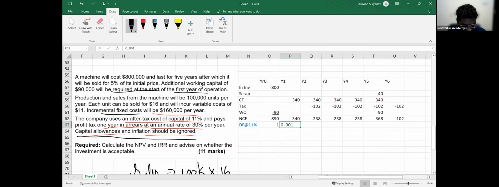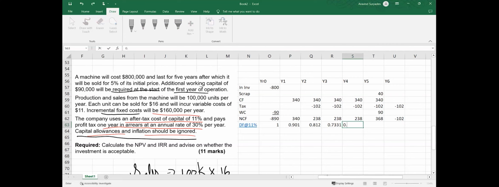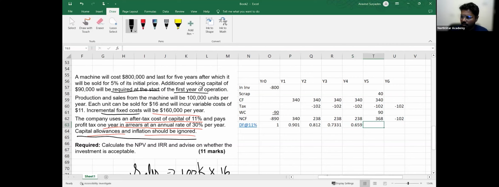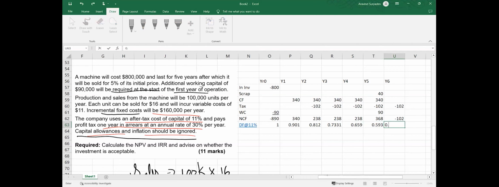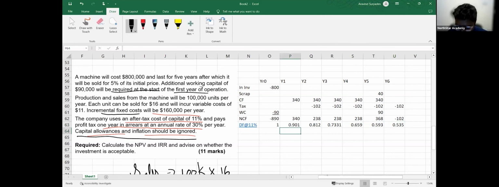0.901. I'm just copying this off here. 0.812. Okay. 0.731. Okay. 0.659. All right. Then what else do we need? 0.593. 535. Wonderful. Now tell me.